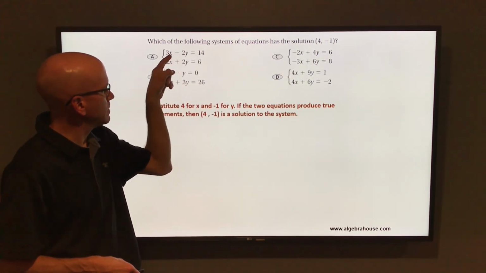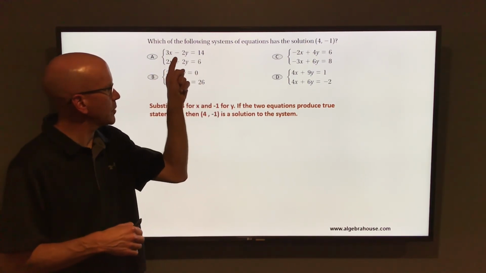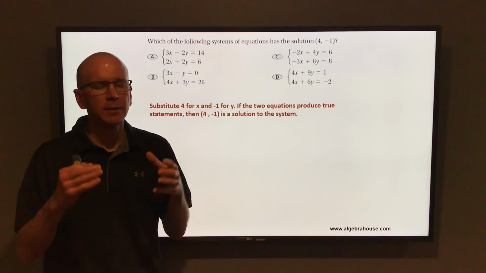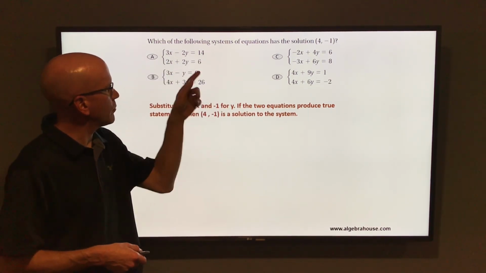It's going to be 12 plus 2, that's 14. 14 equals 14, so it's a true statement in the first equation. That means that point lies on that first equation, the graph of the first equation.